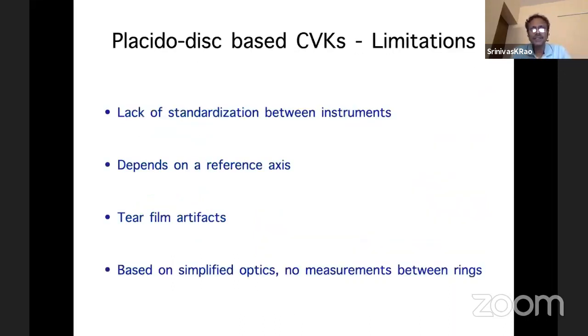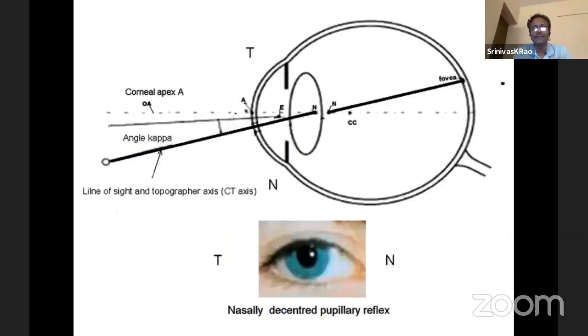But as far as Placido-based keratometers are concerned, they have some limitations. There are multiple designs, and many manufacturers each use some standard of their own. Most importantly, it depends on a reference axis. The patient looks into the device where the rings are placed in the cone, and the axis of the device and the visual axis must align for you to get a proper representation of the cornea. The mires are reflected from the tear film, so if you have a poor tear film, you can have poor reflections and tear film artifacts. These are based on simplified optics with no measurements between rings. So there are some blank spaces which the machine extrapolates and fills in. You get a uniform appearance, even though it's not measuring each and every point on the cornea.